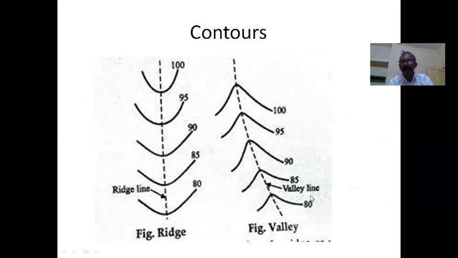See here, in the case of a valley, if you close this way, and this is also closed this way, in this case, you will find that the inner contour is at a lower elevation, and the outer contour is at a higher elevation. So this is much similar to a valley. So this is a valley. This has to be kept in mind for understanding this lecture.